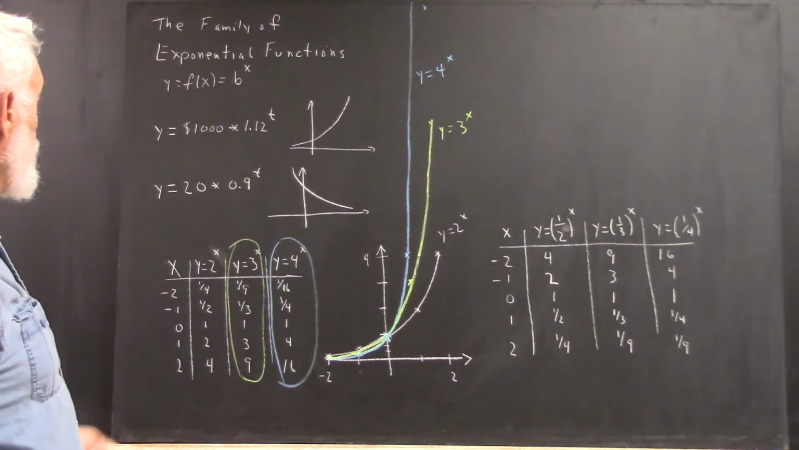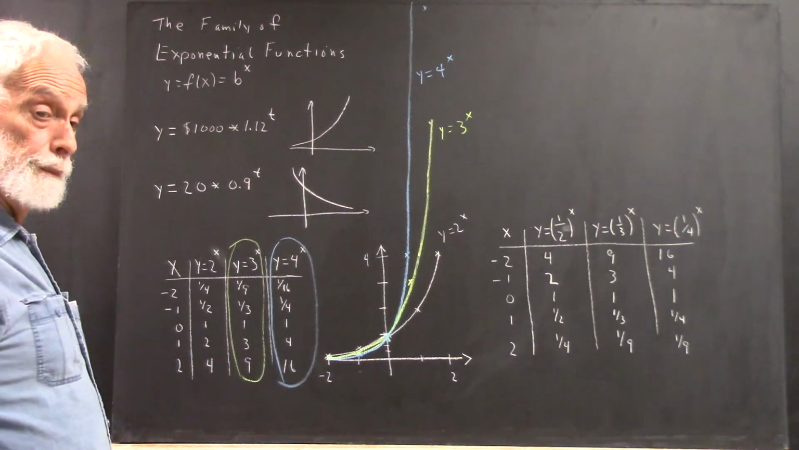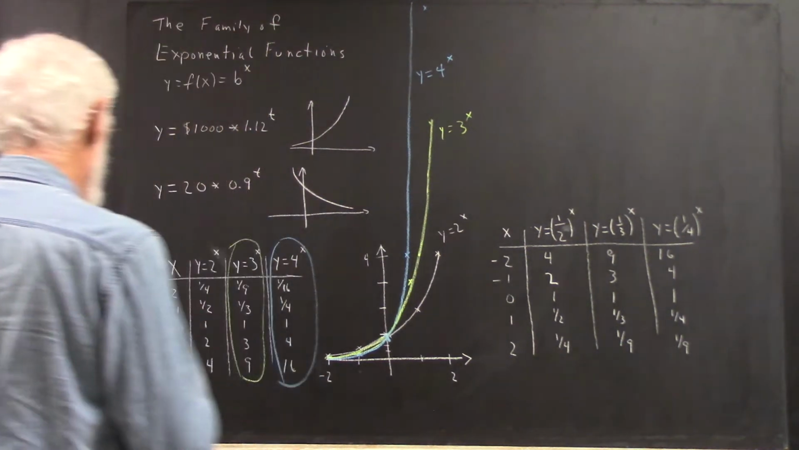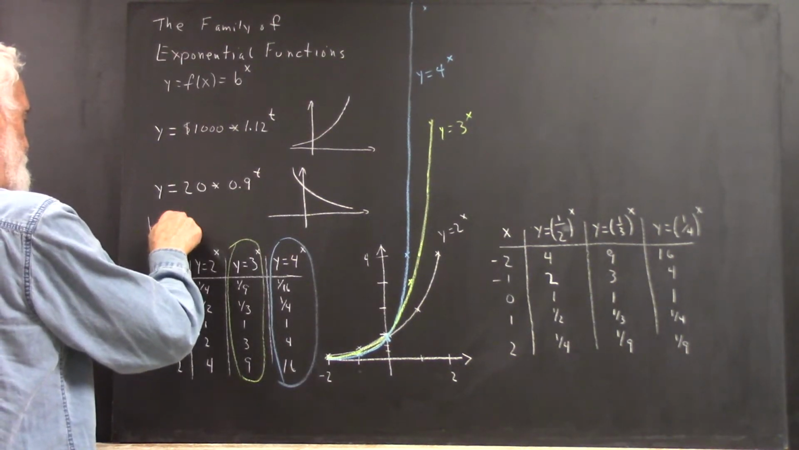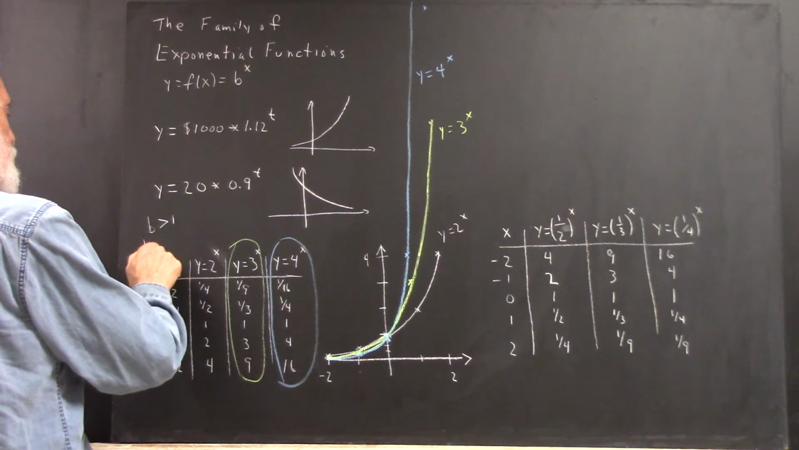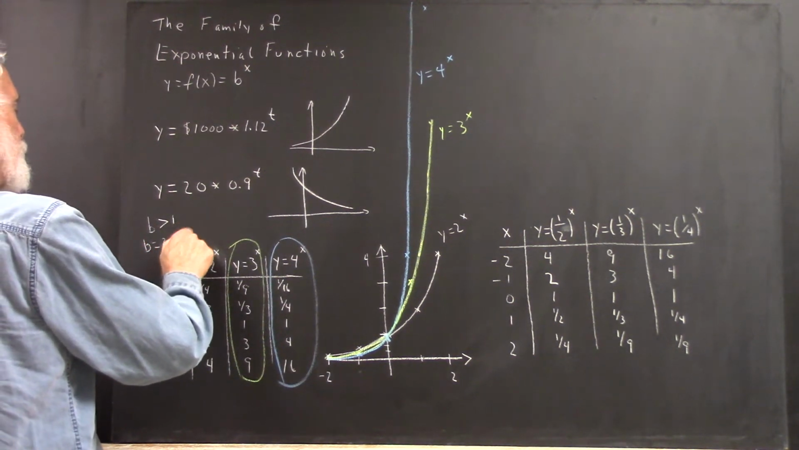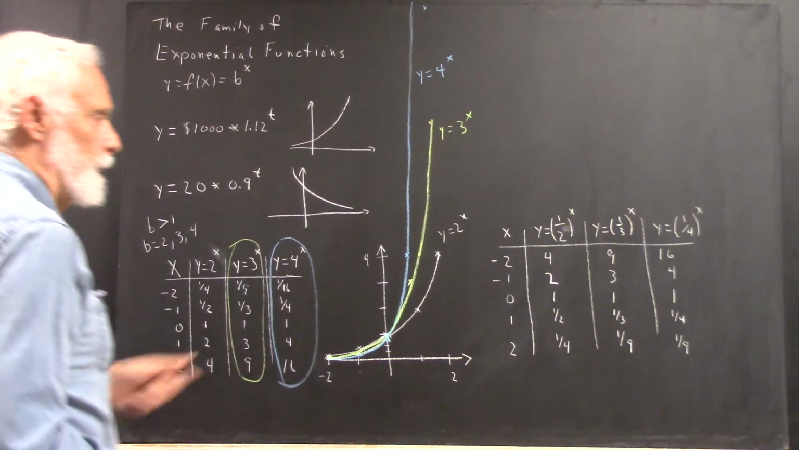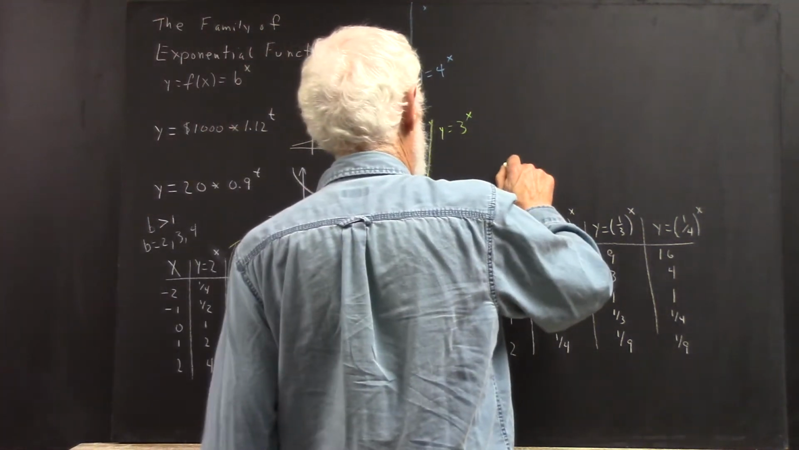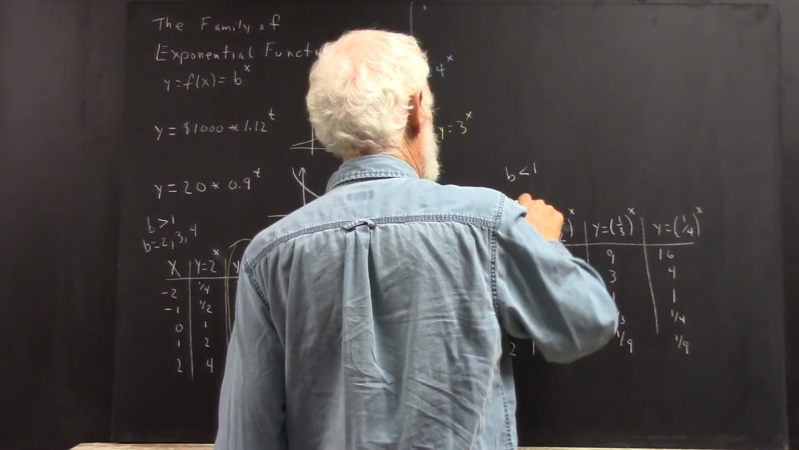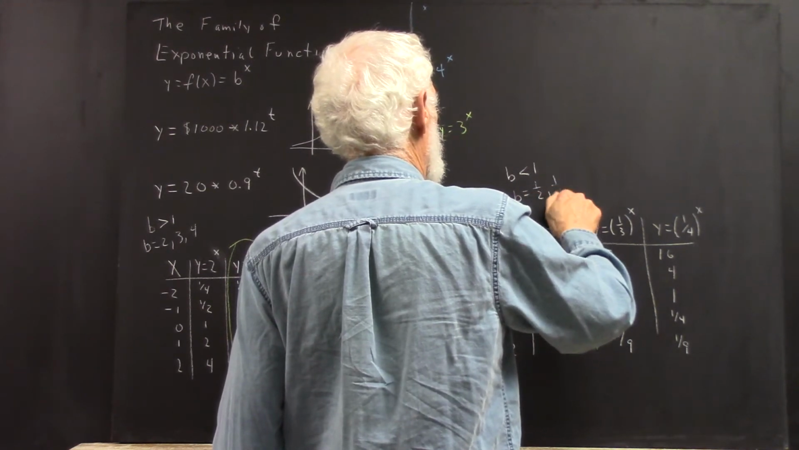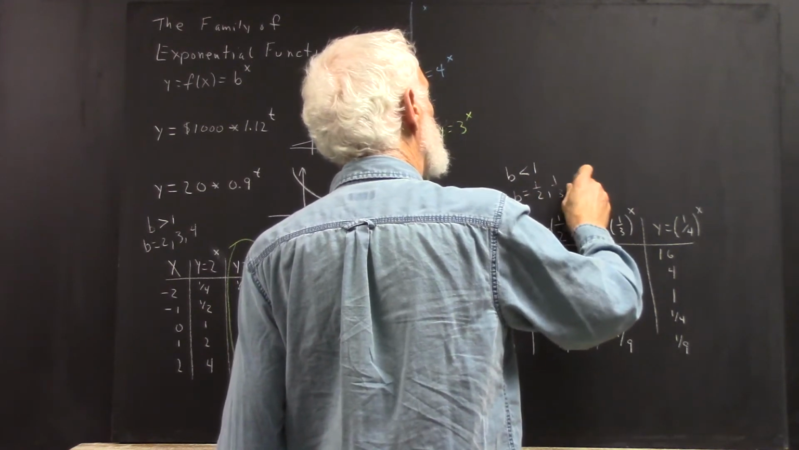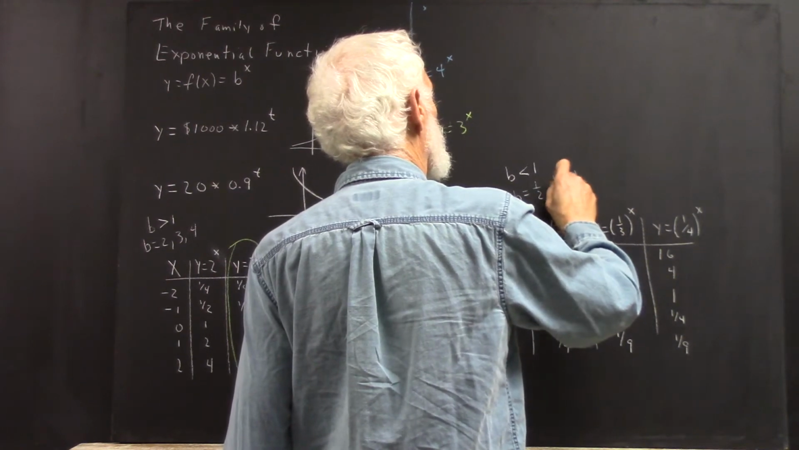Now, we could also have values of b less than 1. Okay? So over here, b is greater than 1. We have b equals 2, 3, 4 here. Over here, b is less than 1, so we're going to use b equals 1/2 and 1/3 and 1/4.